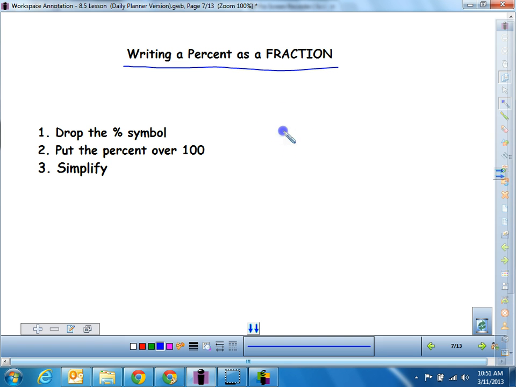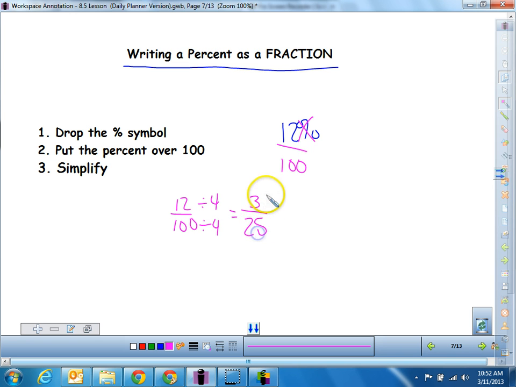If we had 12%, the first thing we're going to do is drop that percent symbol. So we want to get rid of it. And then put the percent over 100. And then simplify. We've got 12 over 100. We can divide both top and bottom by 4. 12 divided by 4 equals 3. 100 divided by 4 equals 25. I think that's as low as we can go. So we know that 12% is the same thing as 3 over 25.